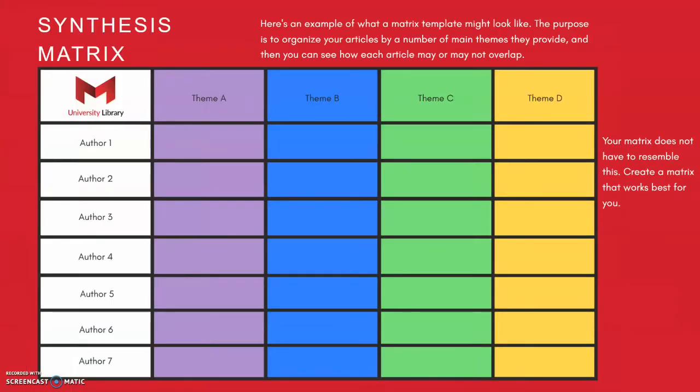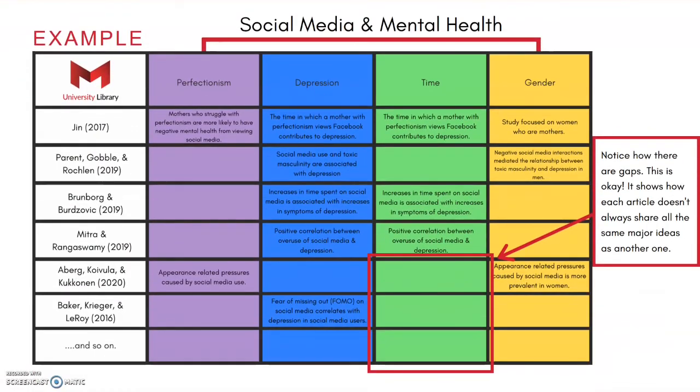Now we want to focus on the synthesis matrix. This is a great tool to help you organize all of your ideas in preparation of writing your paper. The synthesis matrix allows you to add each of your articles on the left-hand side and then organize them by individual themes or ideas at the top. Include notes or quotations in the empty boxes to organize various concepts or thoughts to see how each article might overlap. Here's an example of a completed synthesis matrix.